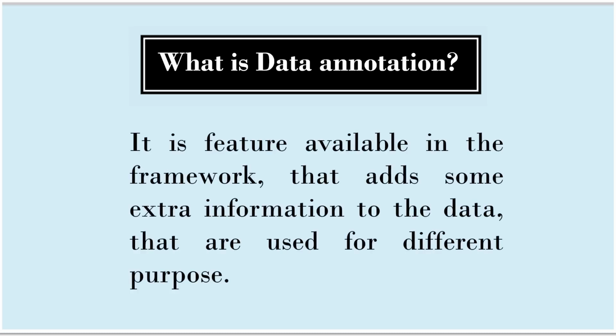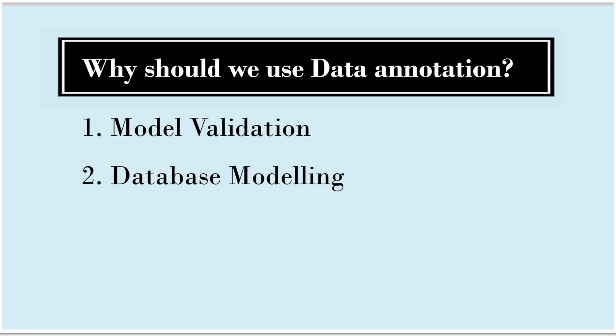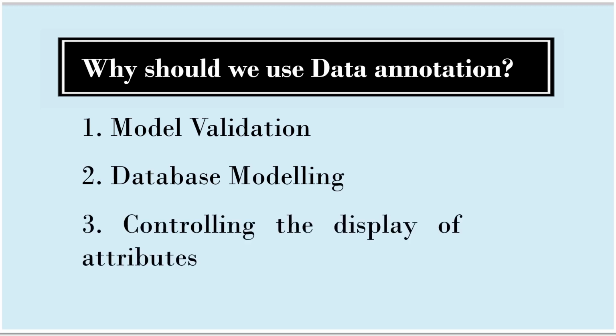It's a feature available in the framework that adds some extra information to the data that are used for different purposes. If the framework has given this feature, then there must be some advantage of using that, right? Those advantages are data annotation are used in model validation, then database modeling, and it is also used to control the display of attributes. We shall understand all of them one by one.